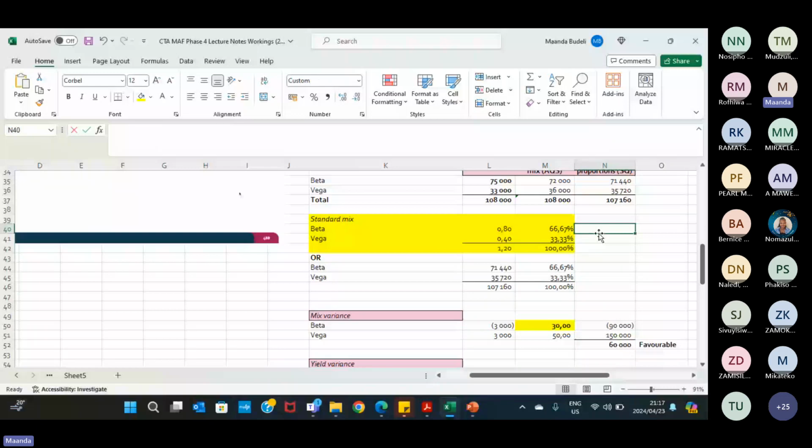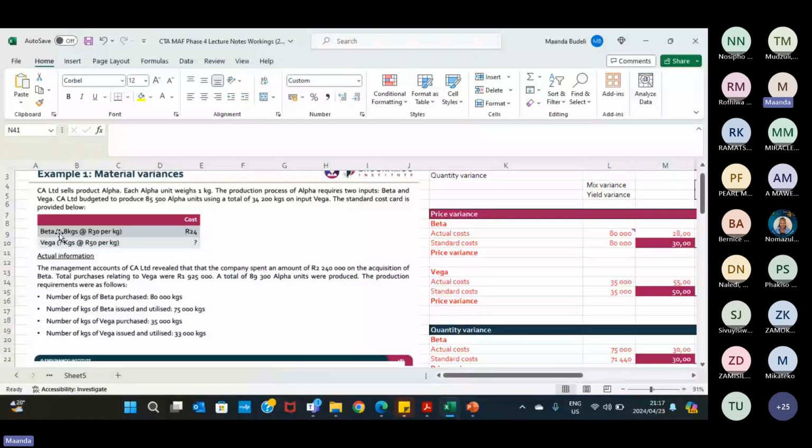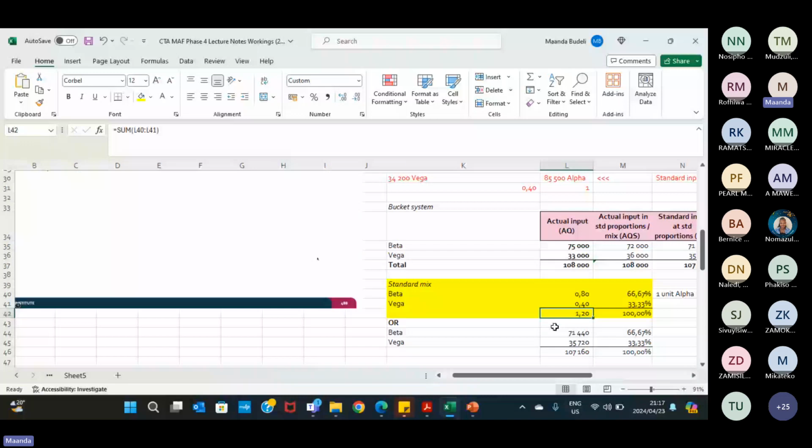Then, okay, now I want to compare if my mix has changed. So now I'm going to go to the actual figures. And what I expect to see in the actual figures, I expect to see the usage of the kgs still in this mix, because that's what my standard mix is. So I'm now going to say, let me compare my actual kgs and see if it's still in the same mix as my standard mix. Still together? Yes, sir, we are.